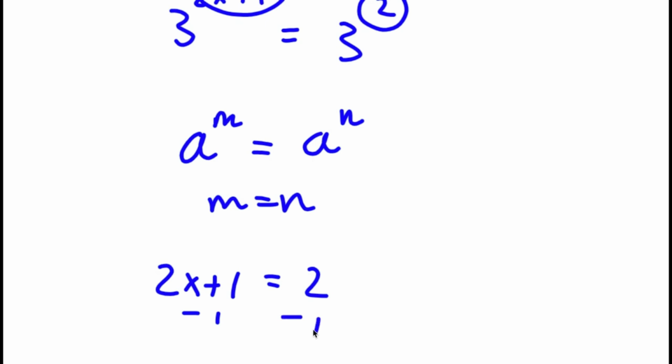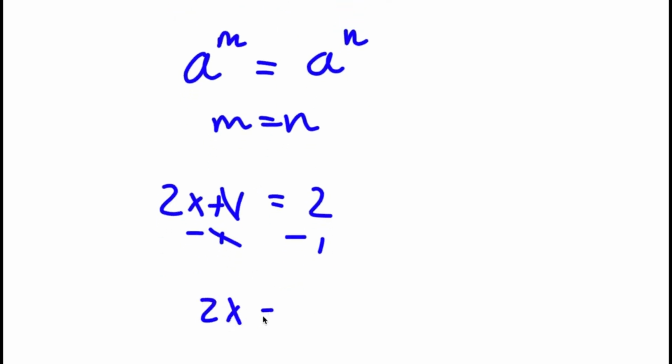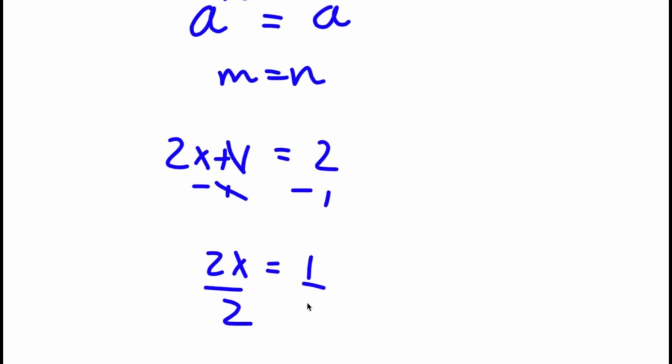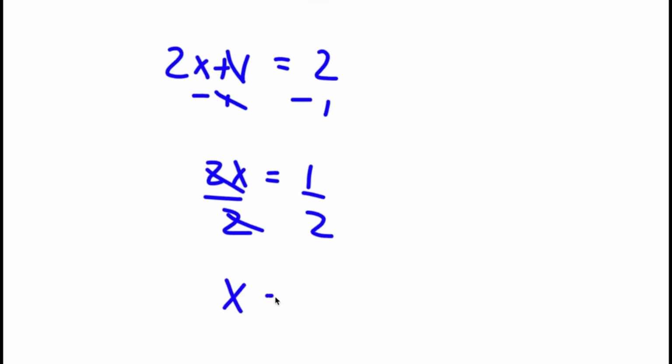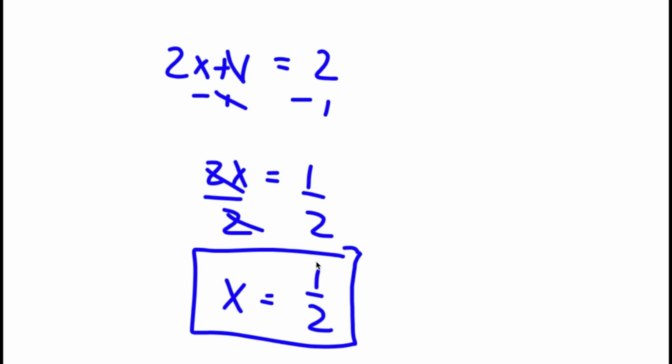I'm going to first subtract 1 on both sides. So I have 2x is equal to 1. Now I can divide both sides by 2. And I have x is equal to 1/2. So this is my answer.